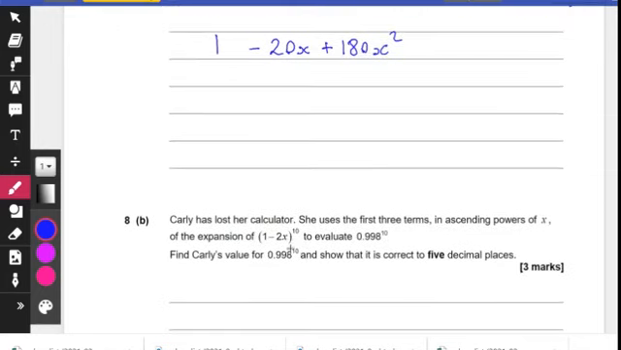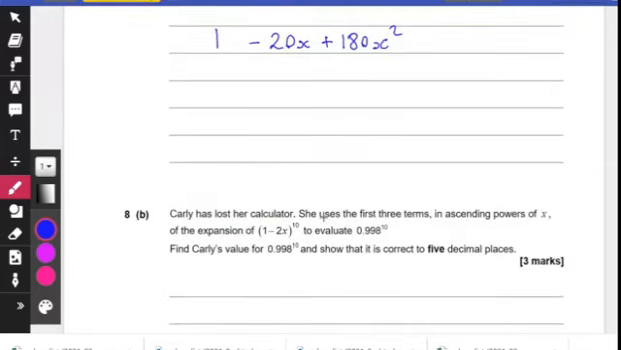Okay. Carly has lost the calculator. She uses the first three terms in ascending powers of x to find the expansion of (1 - 2x)^10 to evaluate 0.998^10. Find Carly's value of 0.998^10 and show that it is correct at 5 decimal places.